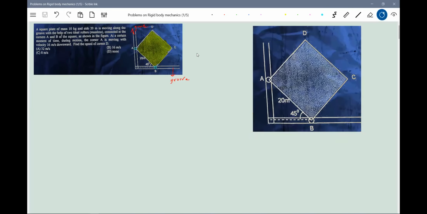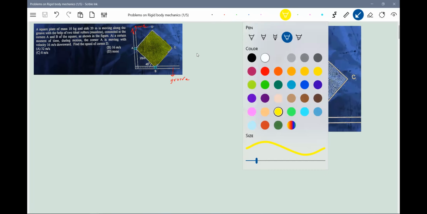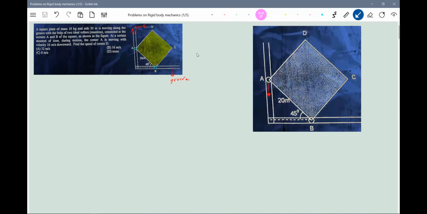So what is the direction of the velocity of A? It will be directed downward. What is the velocity of this? I'll take a contrast color. It will be in this direction. These are the velocities VA and VB. What is the only information given? It is moving with 16 meters per second. So we know VA is 16 meters per second.